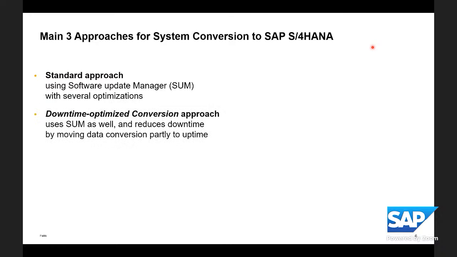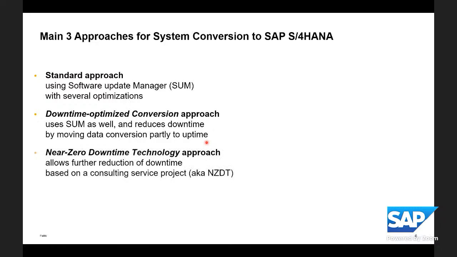The second approach is the one that I talk about today, the Downtime-Optimized Conversion approach. It is an option of the Software Update Manager, so it's inbuilt. It can be switched on. It can be used if you have done the education part, and it will move data conversion partially to uptime, which will be elaborated on later. And the third approach that is listed here is not an approach of the Software Update Manager, not an approach that you as a customer or partner can use. It's an SAP offering. It's called Near Zero Downtime Technology, abbreviated as NZDT.